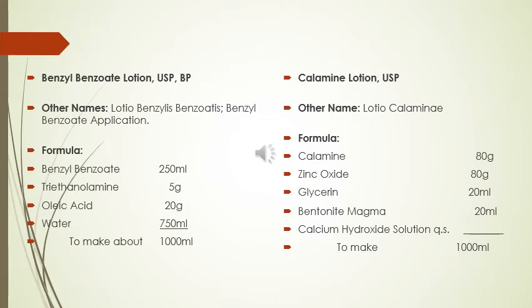Next, we have two examples of lotion. One is benzyl benzoate lotion. The formula is benzyl benzoate, triethanolamine, oleic acid, and water to make up the volume. And in the case of calamine lotion, we have calamine, zinc oxide, glycerine, bentonite, and calcium hydroxide.